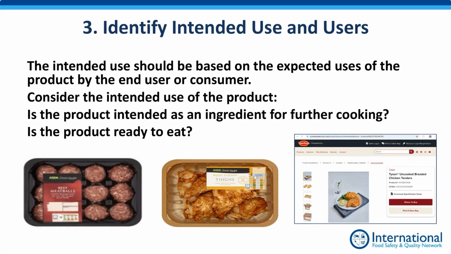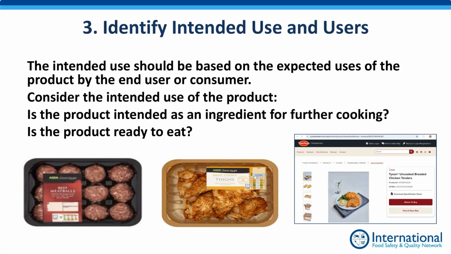The next step is to identify intended use and users. The intended use should be based on the expected uses of the product by the end user or consumer. Consider the intended use of the product. Is the product intended as an ingredient for further cooking? Is the product ready to eat? The description may be influenced by external information on ways in which consumers are known to use the product other than those intended.